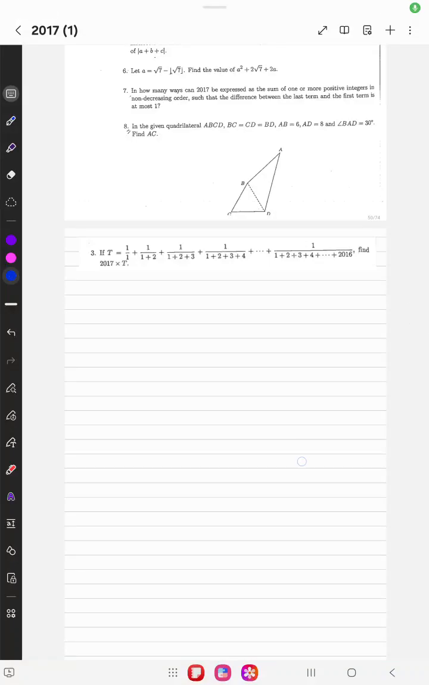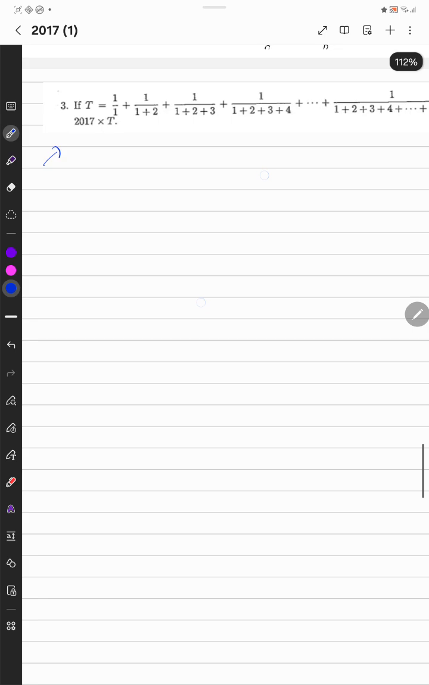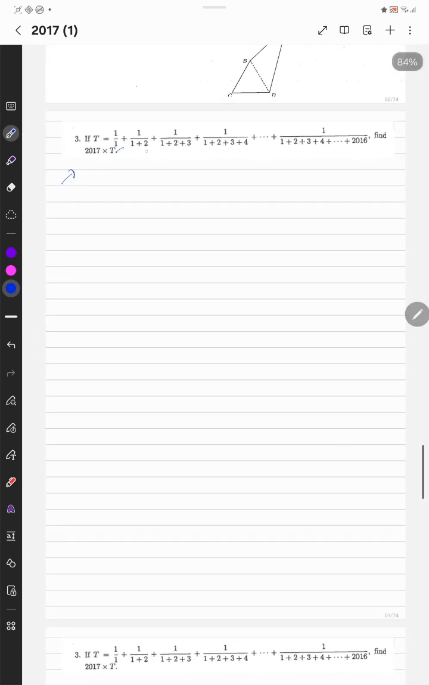Everyone. So the question that we are going to consider now goes like this: if t is equal to 1 over 1, plus 1 over 1 plus 2, plus 1 over 1 plus 2 plus 3, plus 1 over 1 plus 2 plus 3 plus 4. So basically the numbers keep increasing, and it goes up until 1 plus 2 plus 3 plus up to 2060. So it just has increased.